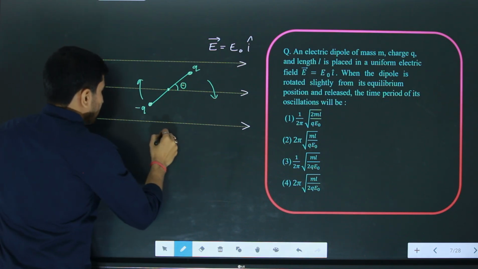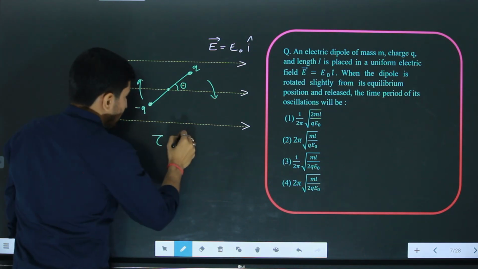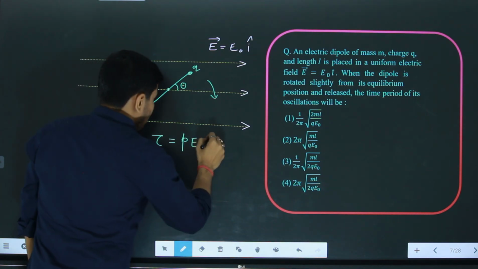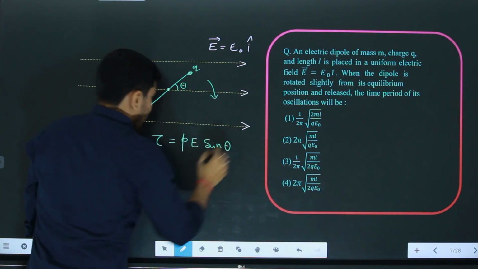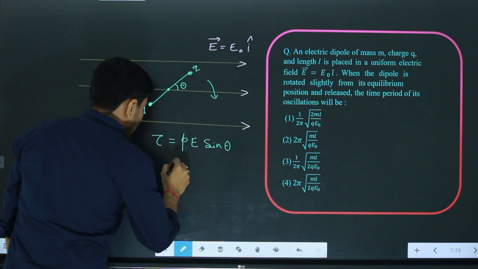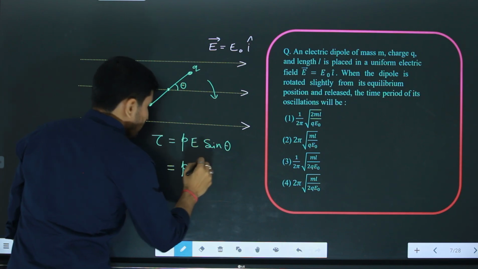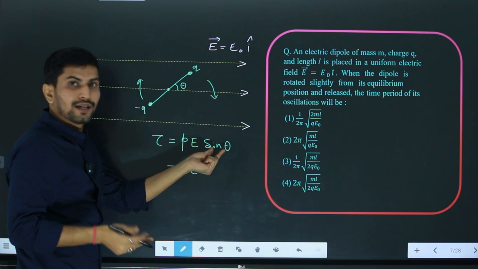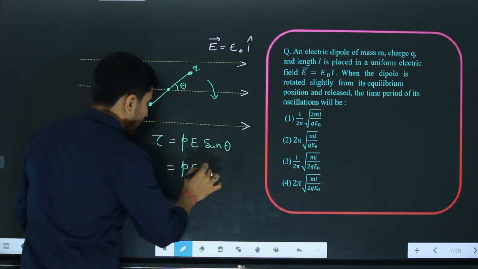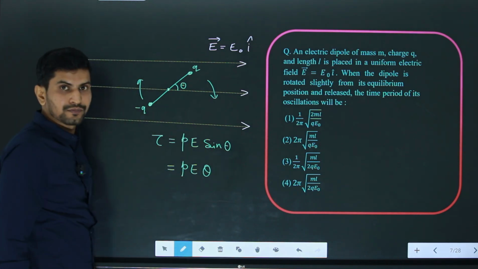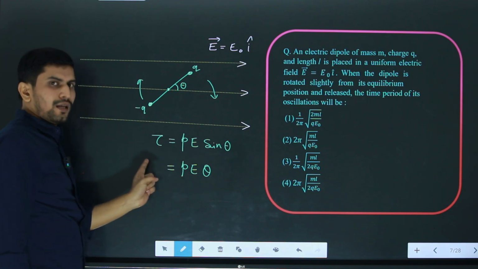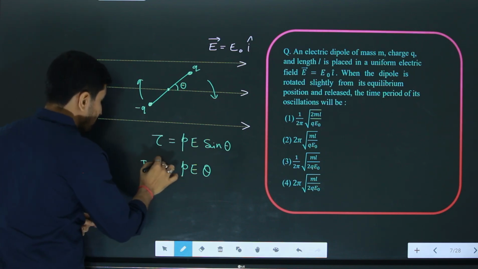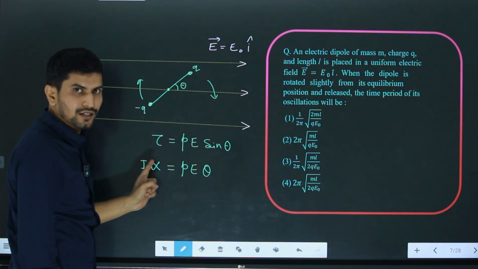So what is the torque on the dipole? If it rotates, the torque on the dipole is the dipole moment multiplied by the electric field, then sine of theta. Now, since it is a small oscillation, simple harmonic, I can assume theta to be small and thereby sine theta becomes equal to theta. I can write it like this. Again, from the dynamics, I can write that torque is equal to the moment of inertia of the system multiplied by angular acceleration.